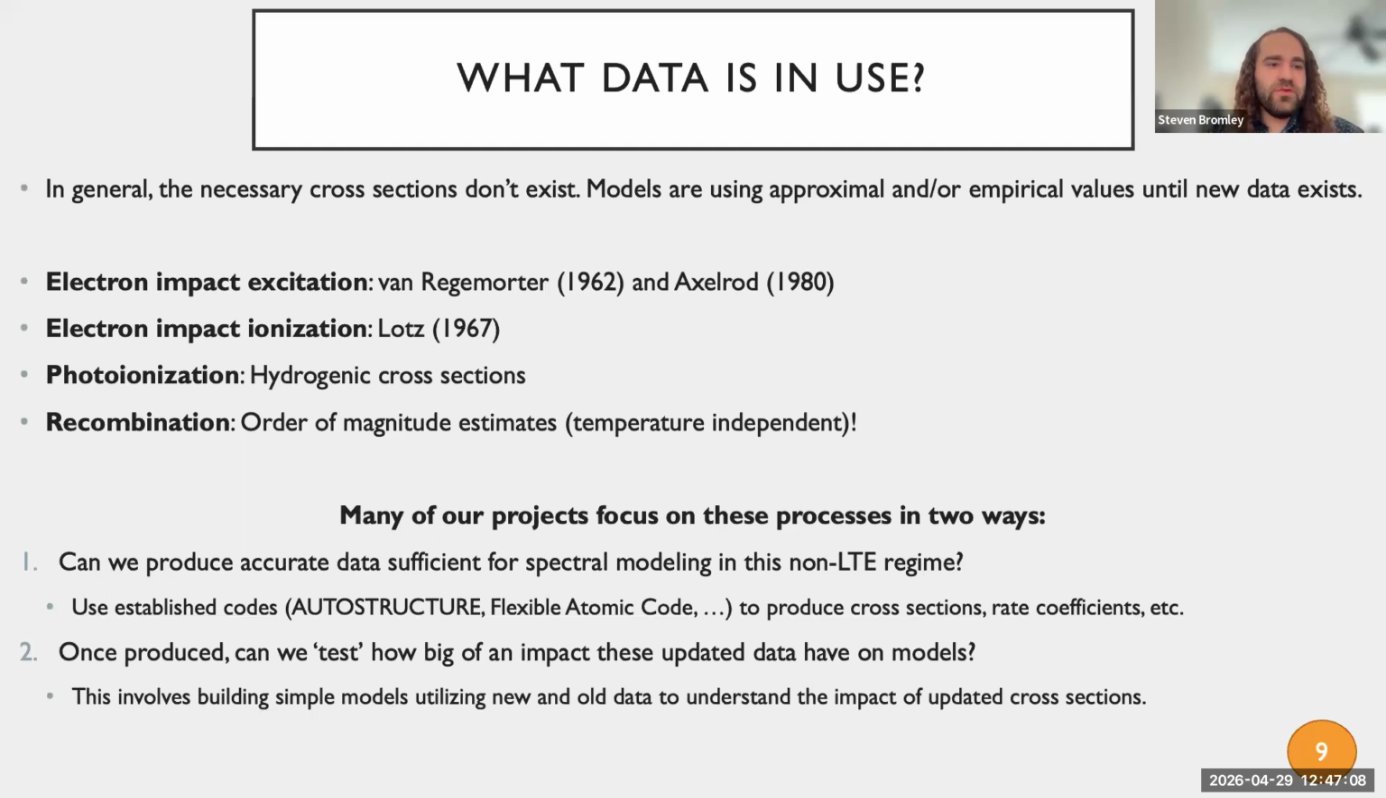And so most of the projects we do at Auburn, I mentioned at the start of the talk that I'm not an astronomer, I'm an atomic physicist. And most of what we do is try to provide these cross sections to the non-LTE community. So using things like autostructure or the flexible atomic code to produce cross sections. And then once we have them, we try to understand, what is the impact of updating these atomic data. If we were to report an ionization cross section that differed by a factor of 2 from some of these approximations, how does it affect the ionization balance? Is it the 5% level, 10%, order of magnitude?